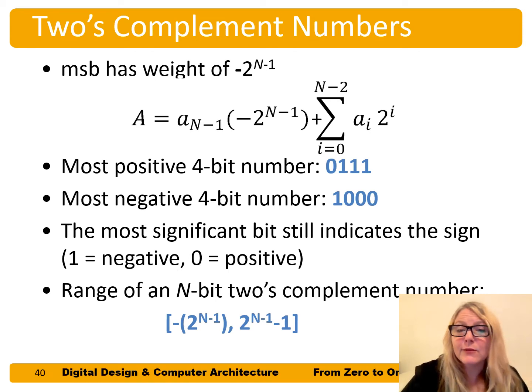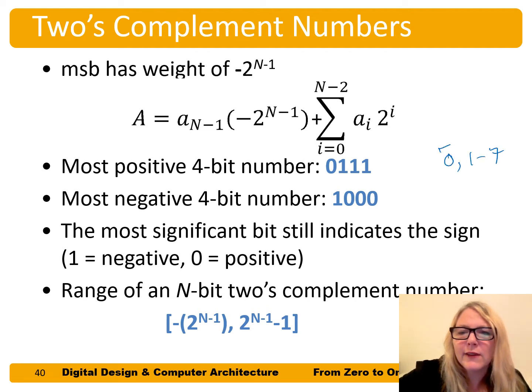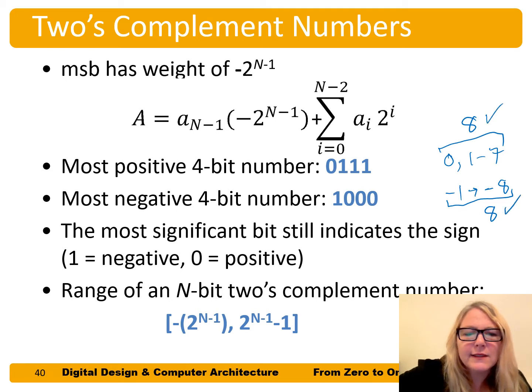And how many values can we represent? Well, let's take again this example. We have 0 in the positive range and 1 to 7, so we have 8 unique values. And here we have -1 to -8, and so in the negative range, we have 8 values. So the total number of values we can represent is 8 plus 8, which is 16.